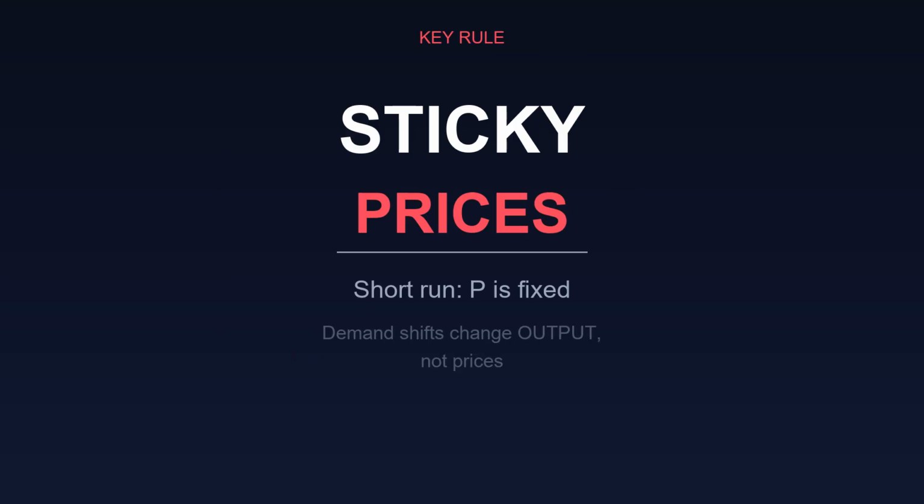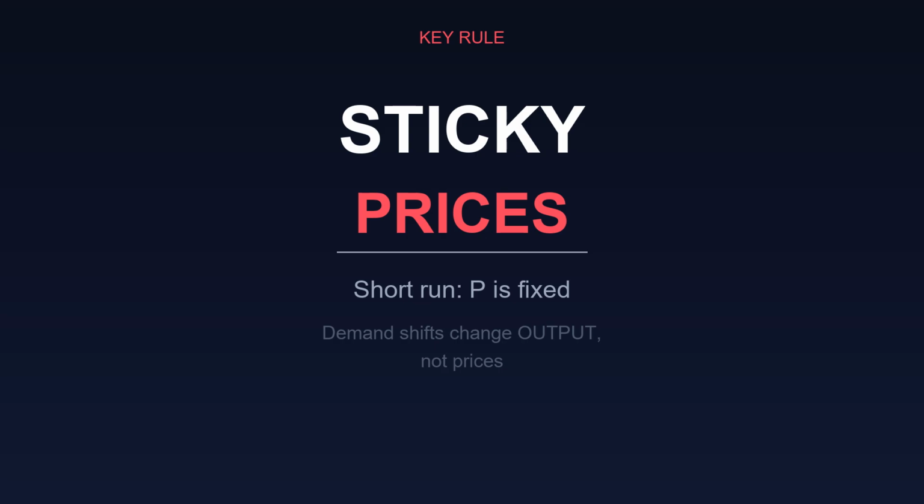Section 6. The Fixed Price Rule, the Keynesian Short Run. We've built both of our curves, but before we can let this machine actually run, we have one non-negotiable rule. In the short term, overall market prices are completely rigid. They're fixed. They literally cannot adjust downward quickly. This means when demand shifts in our model, it immediately impacts the physical production of goods, the actual output, rather than just causing prices to fluctuate.